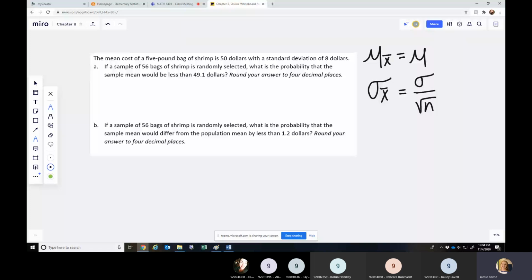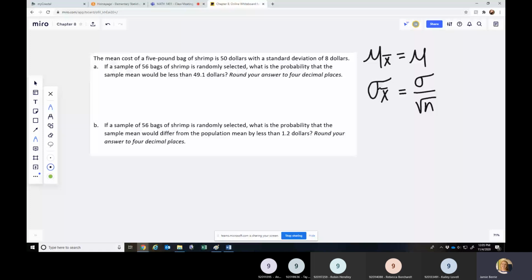We talked a little bit about why this is set up this way. If you remember, I told you guys that this formula is set up this way because it's going to penalize you if you have a small sample size. It's going to increase your standard deviation, and it's going to reward you if you have a large sample size. So your goal is to have a small standard deviation. So it's either going to penalize you if you have a small sample or reward you if you have a large sample. All right, so let's look at part A.